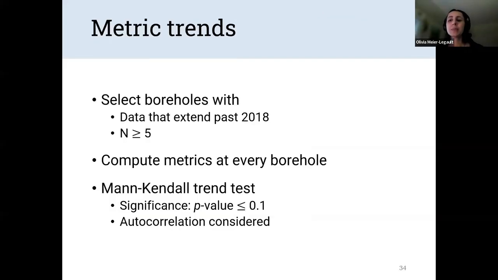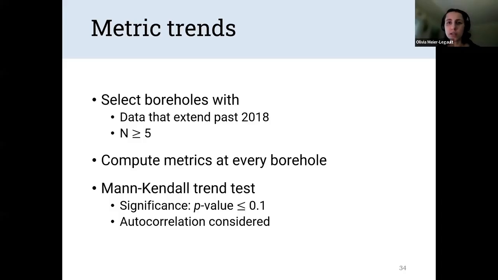Now, these same metrics can be calculated for every borehole that we have. But today, I just wanted to show you a subset of these boreholes, looking at only those that have data that extend past 2018, and of course, only looking at the metrics where at least 5 years of data are available. So we compute metrics at every borehole, and then we use the Mann-Kendall trend test to identify if there is a significant monotonic trend, that is, an increasing or decreasing trend.